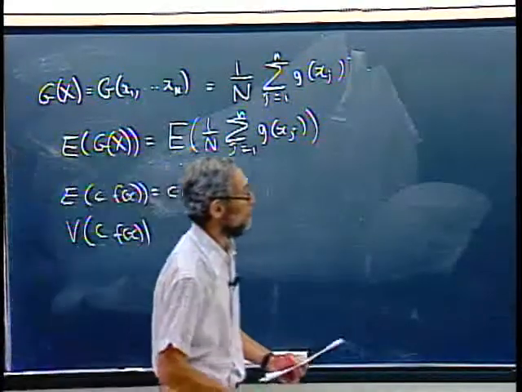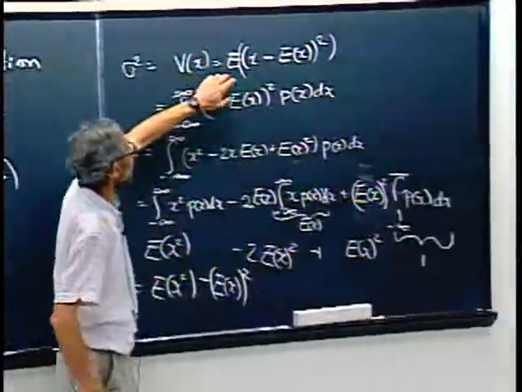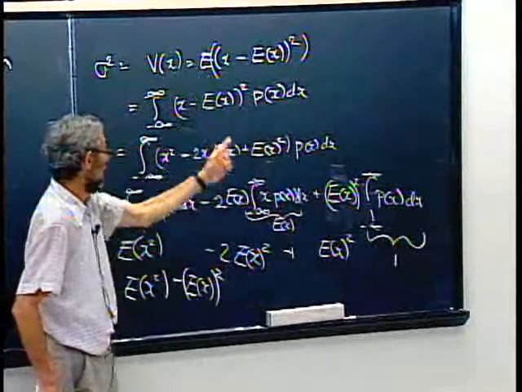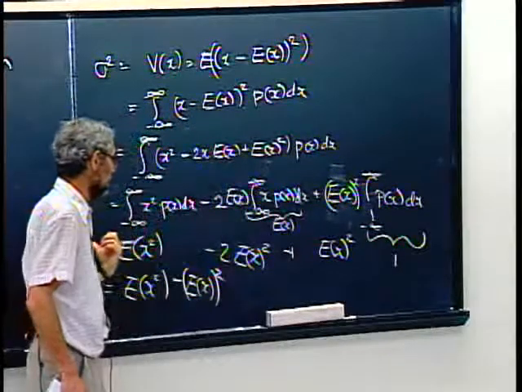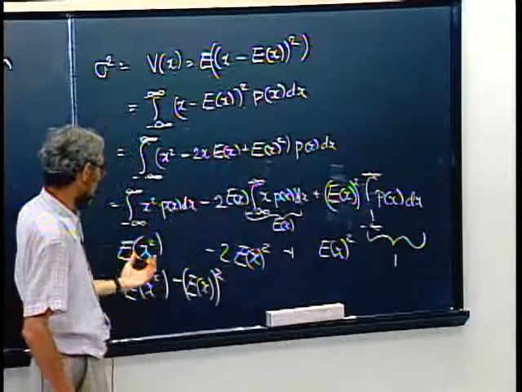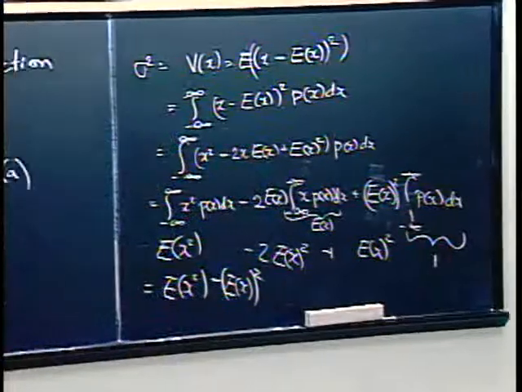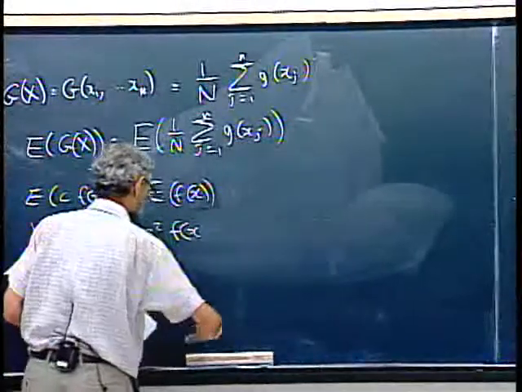If you had c in front of all of these things, or c times f of x, then each of these terms would have a c squared in front of it. And you'd factor the c squared out of all the terms, and you would get c squared times the variance of f of x.